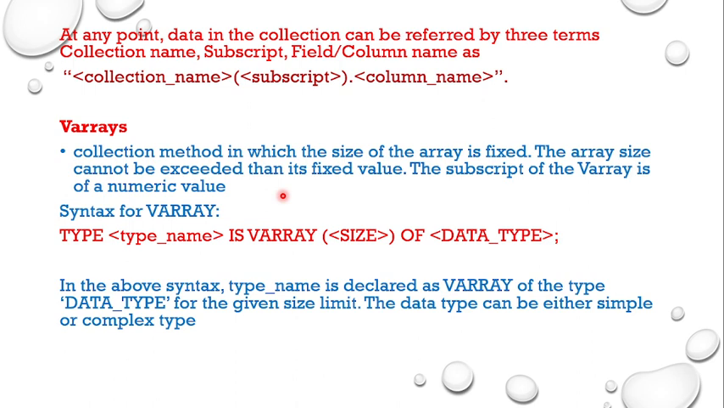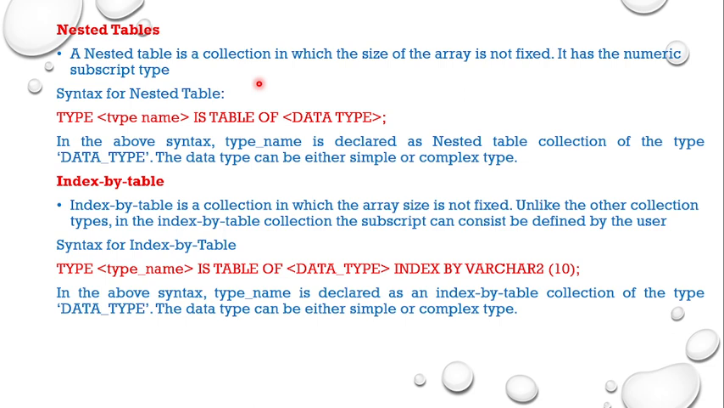Then nested table. What is a nested table? It is a collection in which the size of the array is not fixed. That means it consists of a numeric subscript type. The syntax is TYPE type_name IS TABLE OF data type. Remember, in VArray the size of the array is fixed, but nested table is the opposite: the size of the array is not fixed. Here the type name is declared as a nested table collection of the data type.